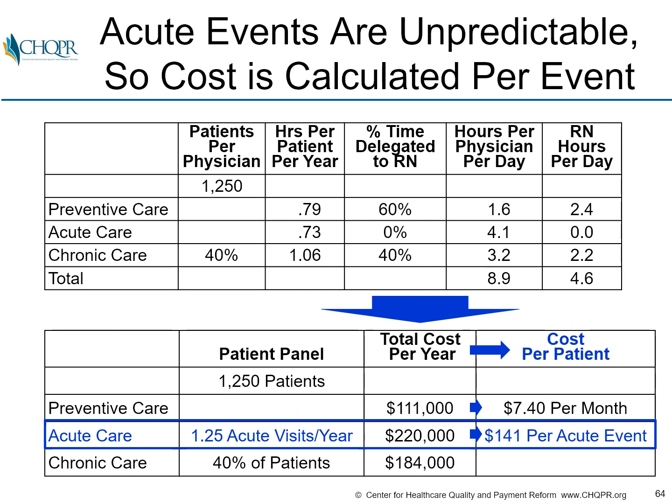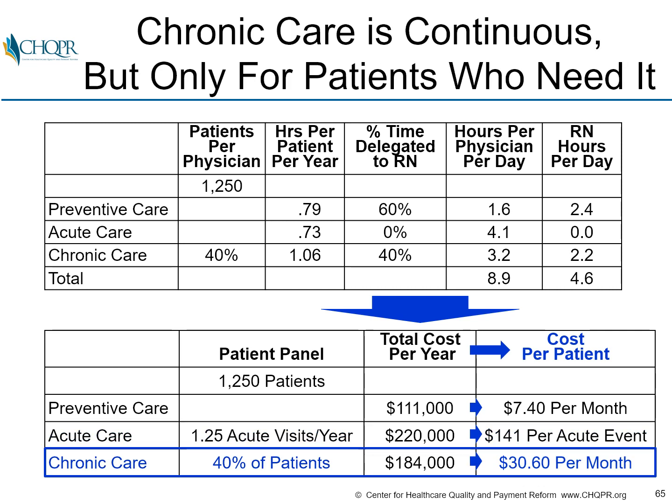Acute care is only needed for those patients who have an acute problem, and patients who have more acute problems will need more time from the physician. Consequently, the acute care costs are divided by the number of acute events during the year, and the average cost per event is $141. Chronic disease management is a continuous service, similar to wellness care, but only a subset of patients receive it. On average, the cost is $30.60 per month for each patient with a chronic disease.